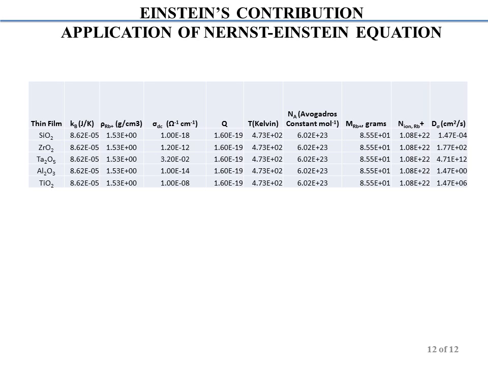In applying the Nernst-Einstein equation to the thin film group that we're looking at, we find that we can calculate the diffusivity, and we did so with silicon dioxide at 1.47 10 to the minus 4 centimeters squared per second, zirconium dioxide at 1.77 10 to the minus 2, tantalum pentoxide at 4.71 10 to the 12, aluminum oxide at 1.47, and titanium dioxide at 1.47 10 to the 6.